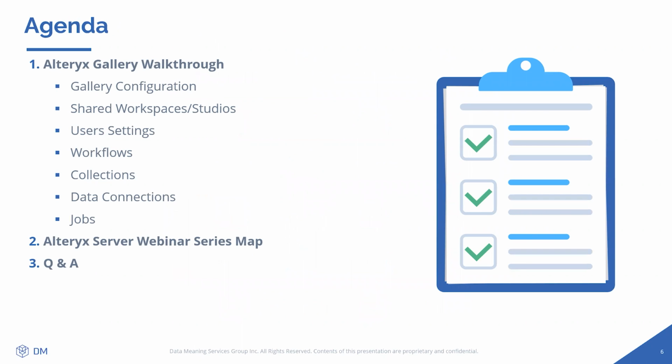This is our agenda for today. We're going to start off talking about the gallery configuration. Then we're going to talk about shared workspaces and studios, user settings, how to manage workflows, collections, data connections, and jobs. Those are the main points, but we're going to go over every item on the menu that you have there in the admin area. We're going to go into each one of them. And lastly, we have just a slide with the webinar series map and then Q&A at the end.